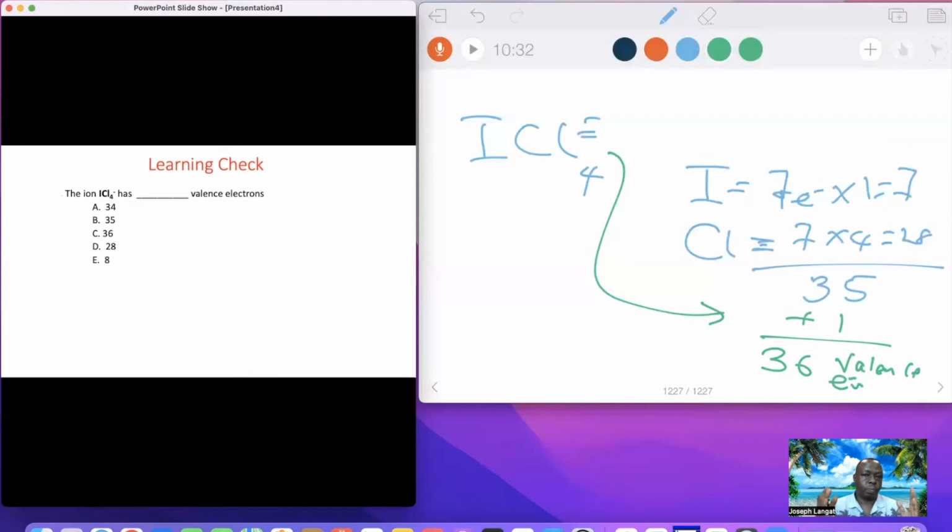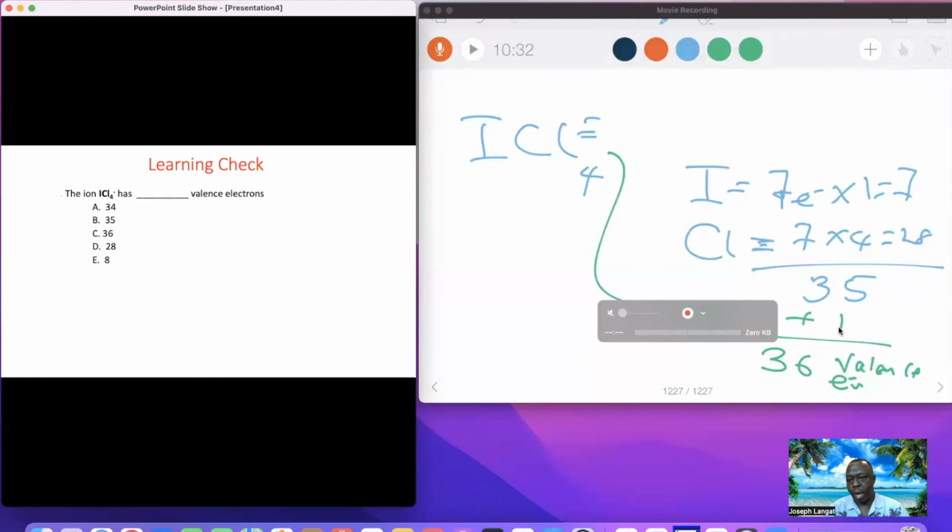So this is just a question of using the periodic table, looking at the polyatomic ion, the overall charge. There is an overall charge of -1. That's why I added 1 here. This is for extra.